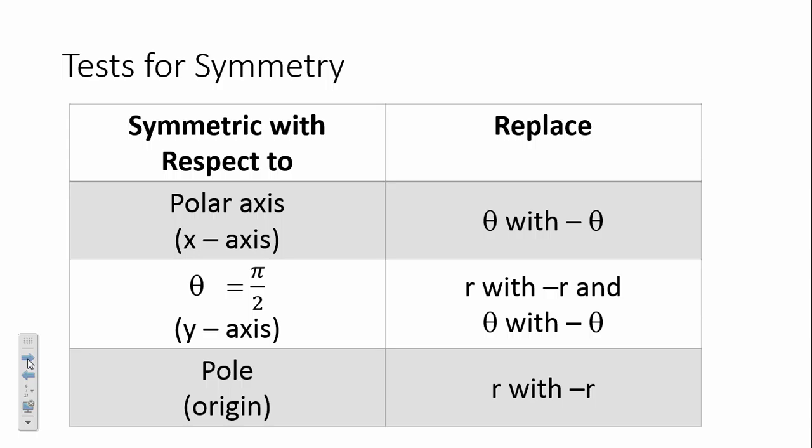Then, if we want to check to see if it's symmetric with respect to the pole, we have to replace r with a negative r and simplify it and see if we get the original equation back again. If so, it's symmetric with respect to the pole. Okay? You just try them all, exactly. And then that will tell you whether or not it's symmetric with respect to each individual part. Each line, or the pole itself, what would be the origin traditionally. Okay? So here we go.